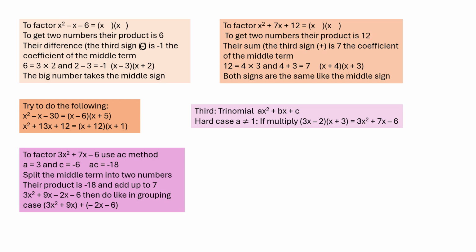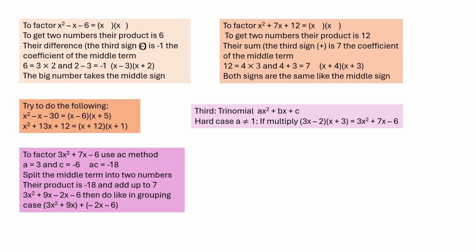To factor 3x squared plus 7x minus 6, use the AC method. A is 3 and C is negative 6. When you multiply AC, you get negative 18. So split the middle term into two numbers whose product is negative 18 and which add up to 7, the middle term. So 3x squared plus 9x minus 2x, because 9 times 2 is 18, and when you combine 9 minus 2 you get 7, the middle term.